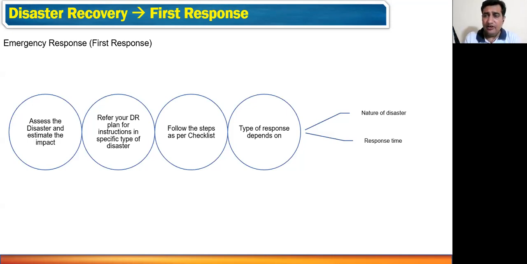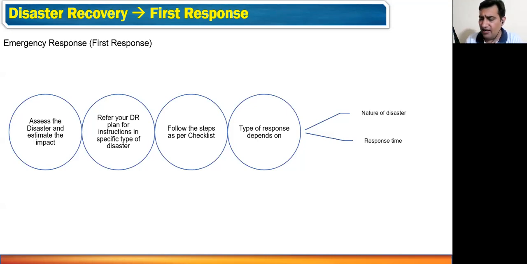After that, he will go back and refer to the disaster recovery plan. What kind of checklist do we need to follow in this particular situation? Maybe we need to contact a few people for information purposes and to pass on that information to the rest of the disaster recovery team. So these people also get along with them. Maybe within a few hours, these people will also come, right? And the type of response is actually dependent on the nature of the disaster and response time.